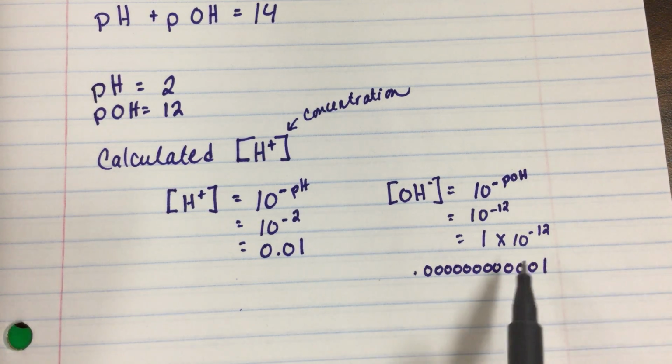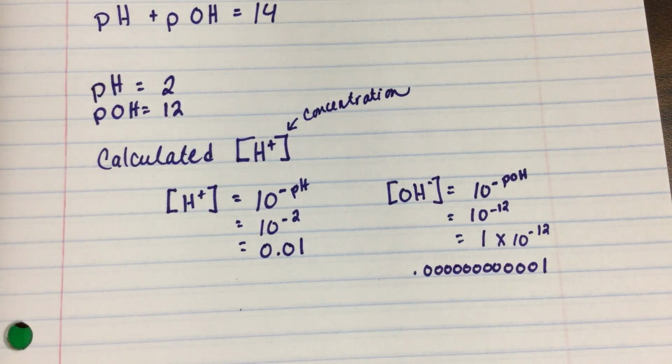So this is how you're going to calculate your concentrations of hydrogen ions and your OH ions. Let me know if you have any questions.